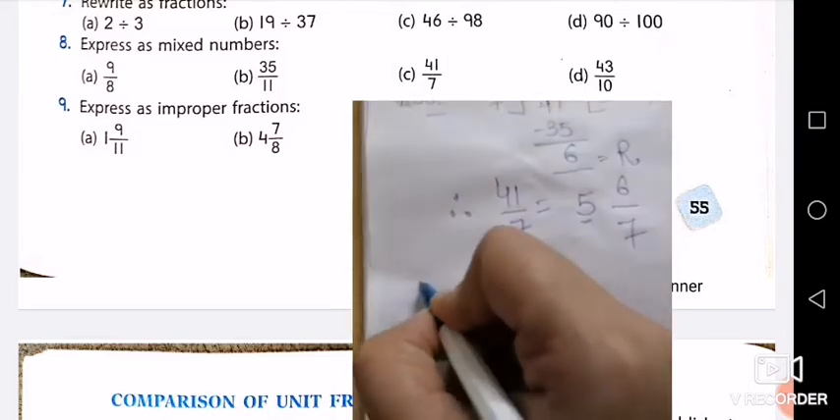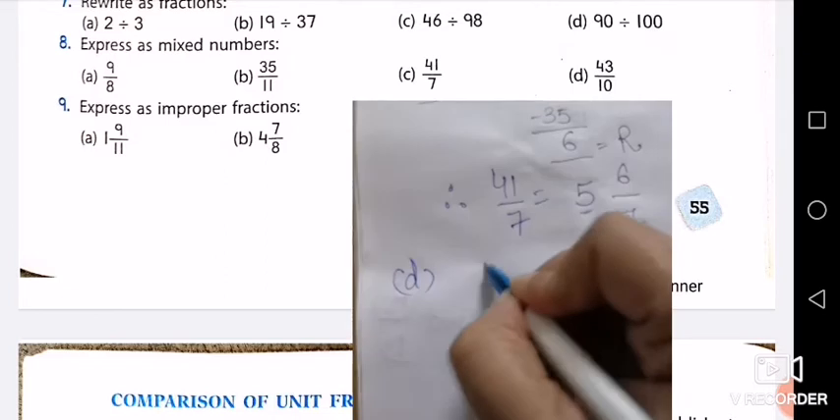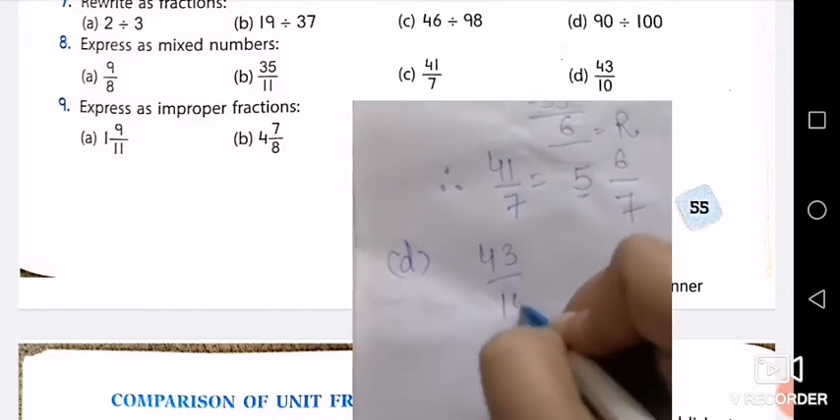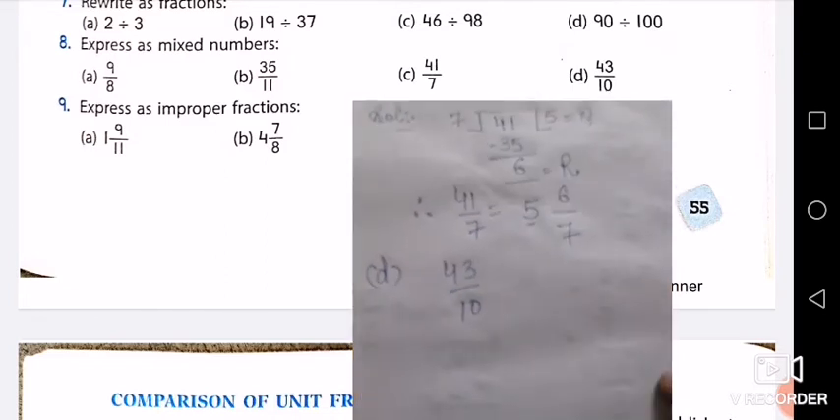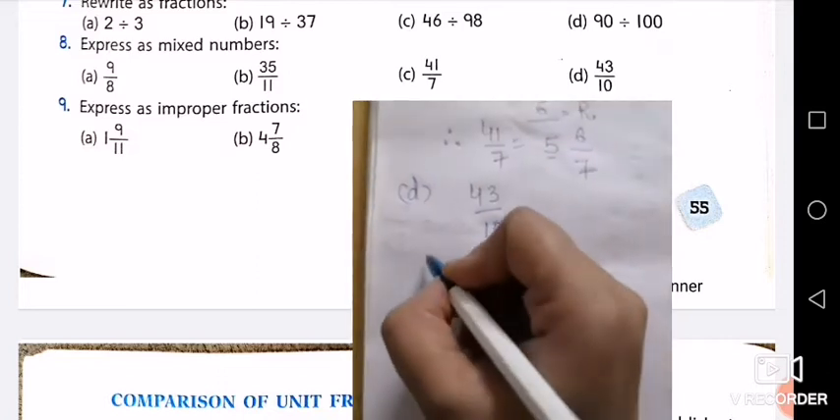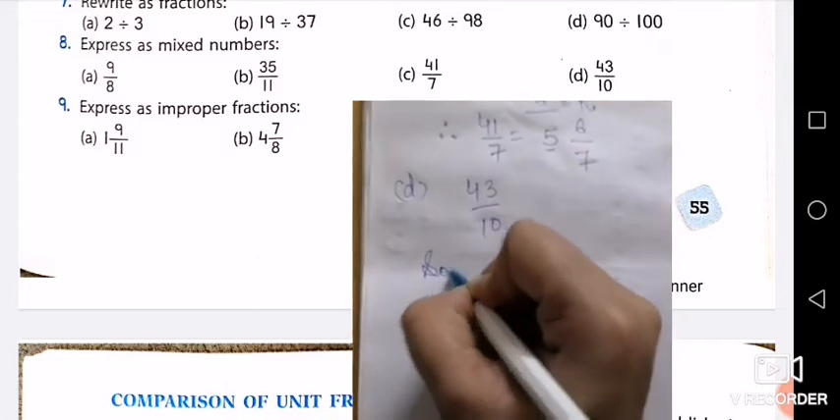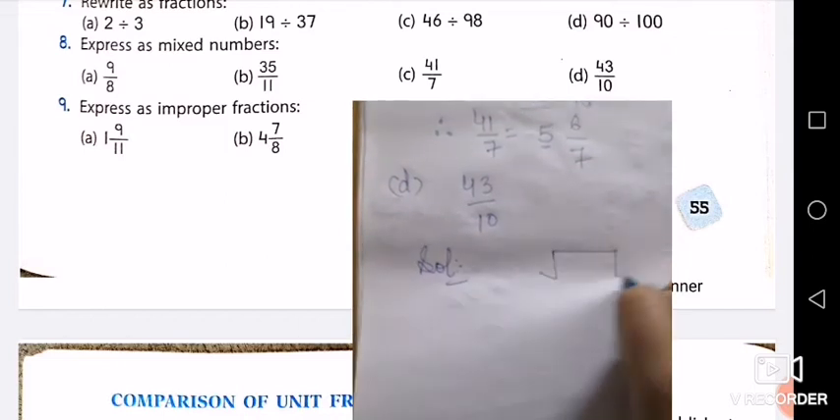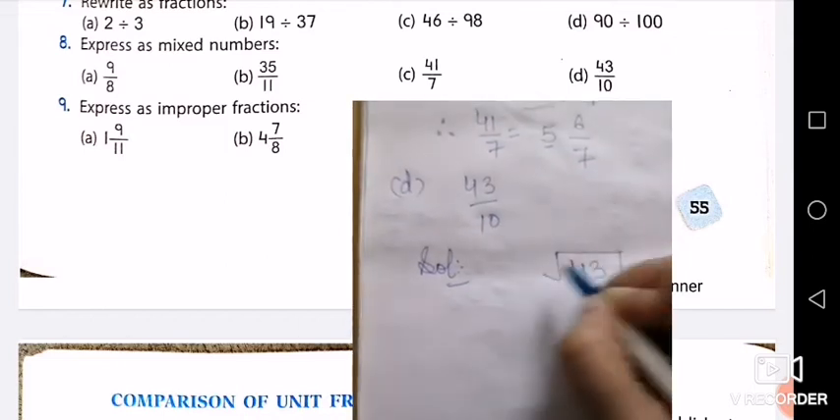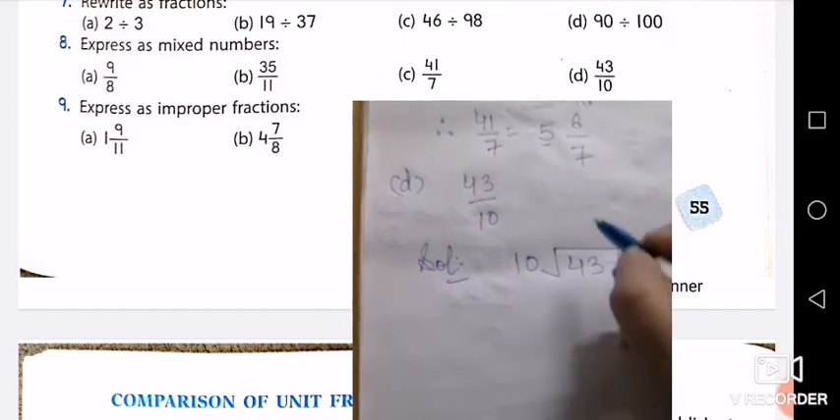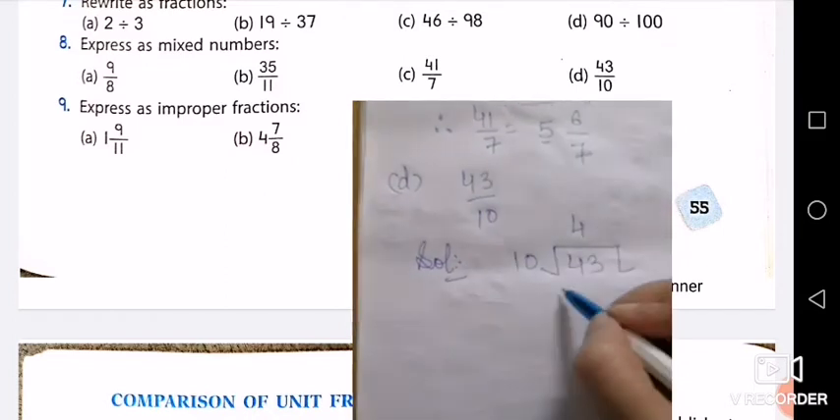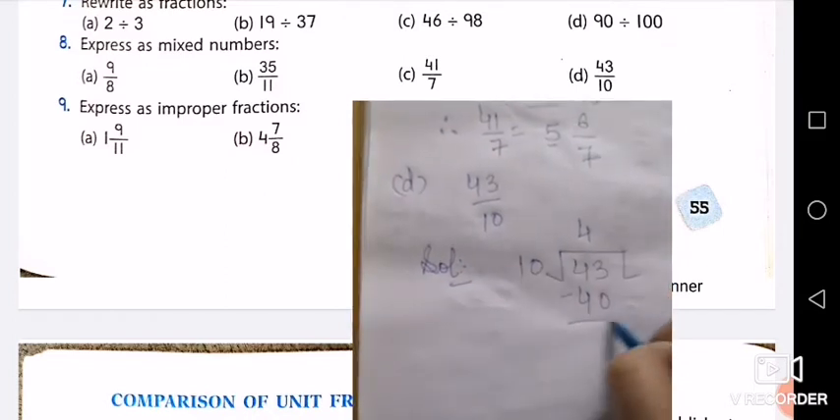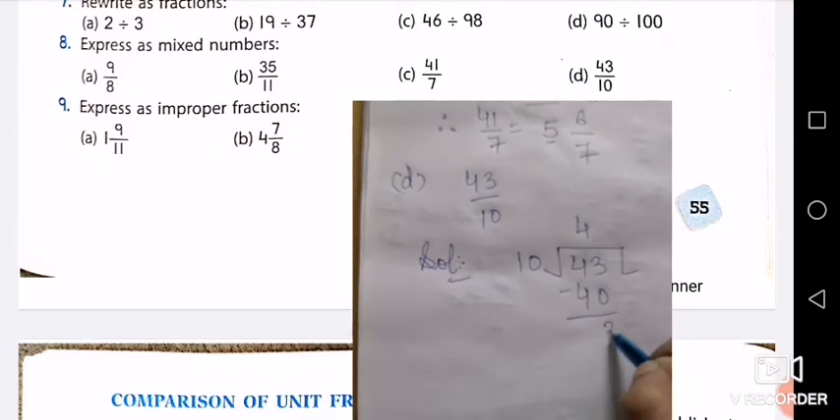Now similarly we will do D part, that is 43 by 10. This is your D part. So children, what we will do first? Yes, we will do division first. Now 43 will be divided by 10. Now 10 4s are, correct, that will be 40. What will be remaining here?